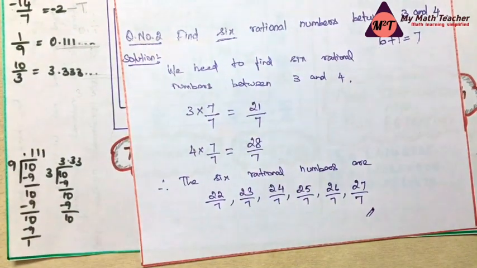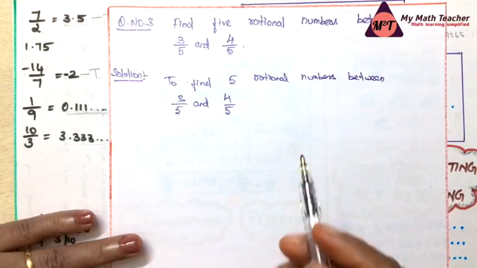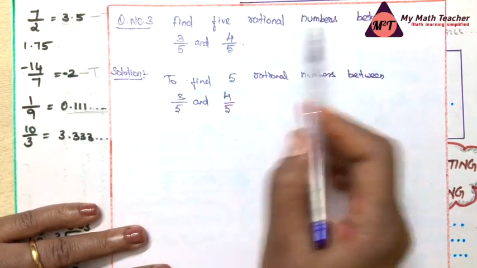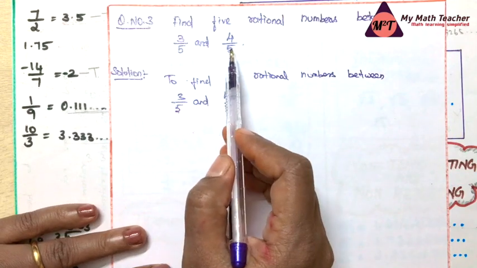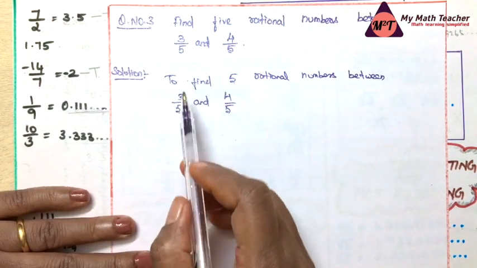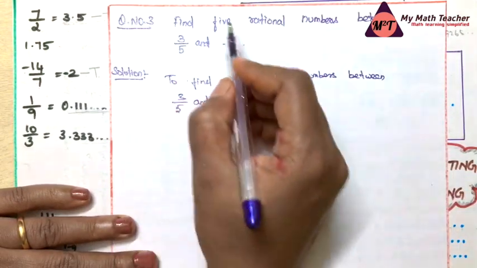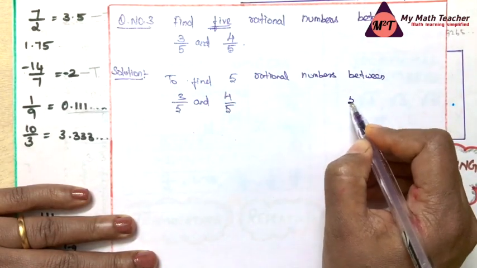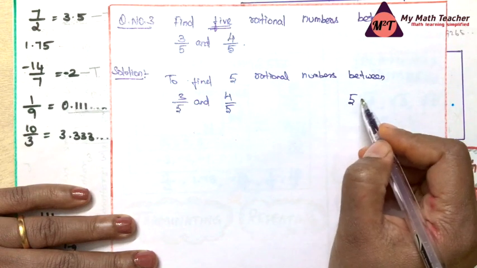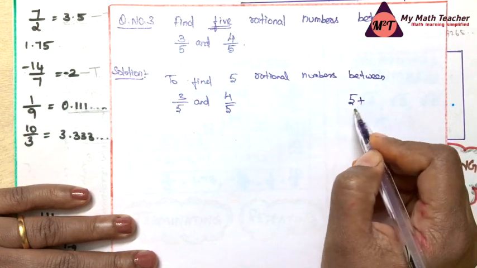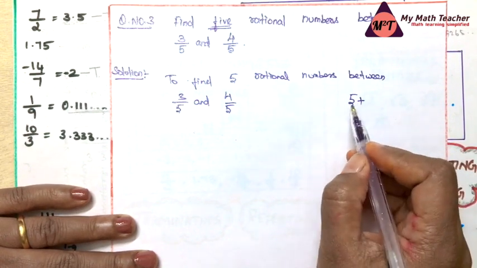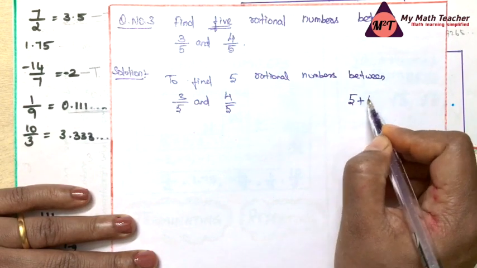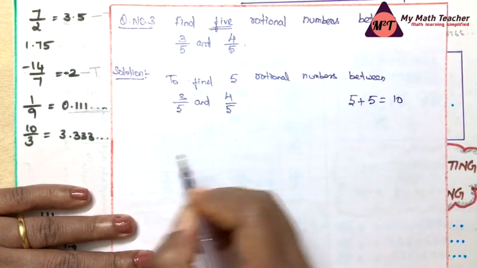Now question number 3. Find 5 rational numbers between 3 by 5 and 4 by 5, the same as the previous one. So here we have to find 5 rational numbers. So take 5, you can add with 1. The concept is the number should be greater than 5. So if I am adding with 5, I got the answer as 10.